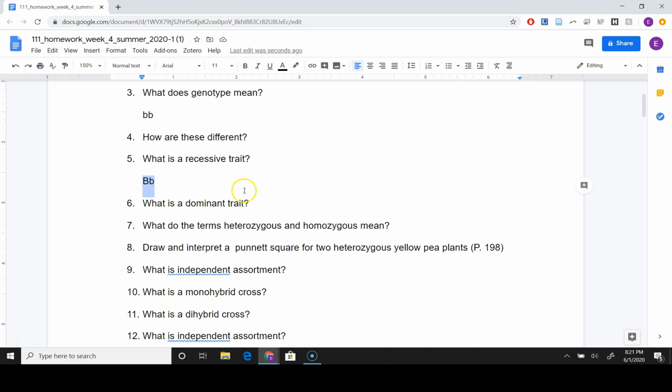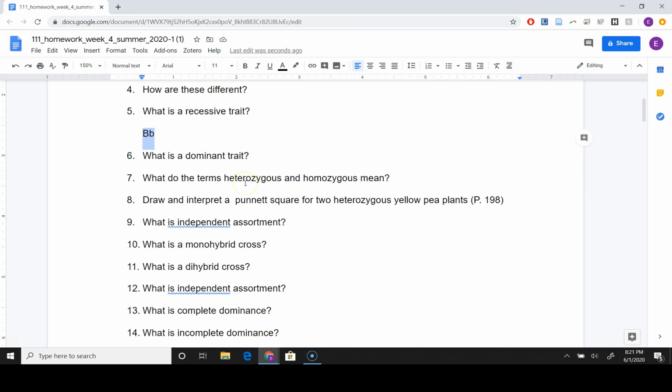And so I've kind of covered those. If you have an allele and it causes you to have the dominant phenotype, and the recessive allele is just covered up by that, that is called a dominant trait.